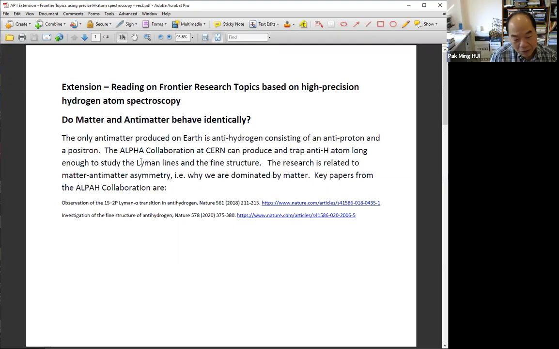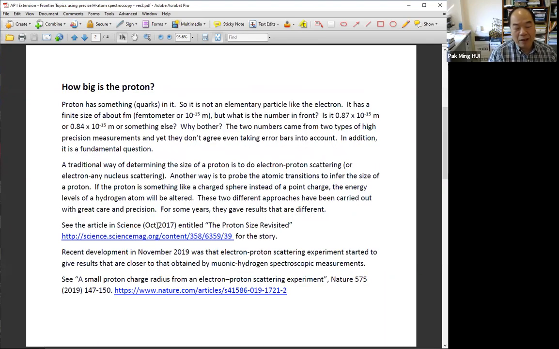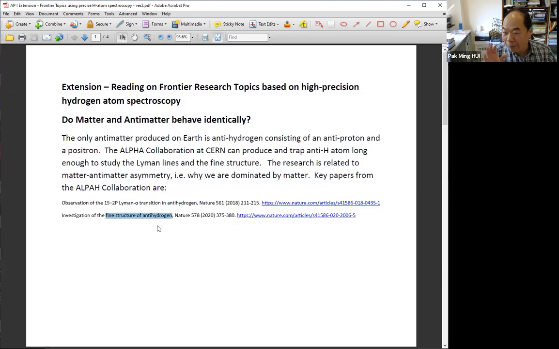So they actually look at the Lyman lines. They also look at the fine structure. So here I give you a few papers up to last year. So they work out the fine structure of anti-hydrogen. It is a Nature paper that deserves it, right? Up to now, antimatter behaves, within the accuracy of experiment, the same way as matter. Okay, so far.